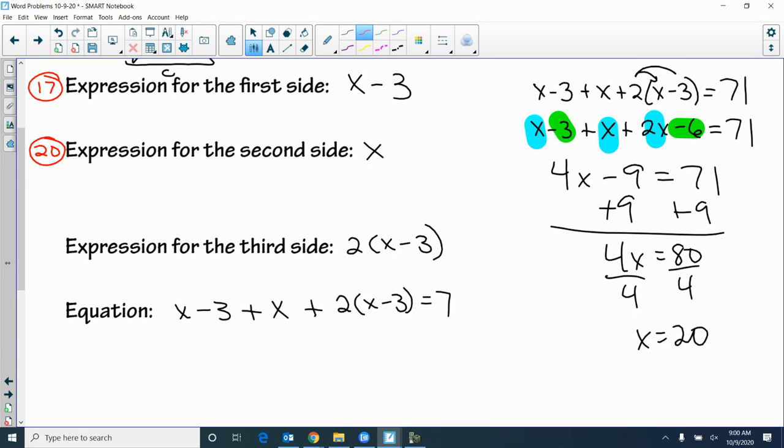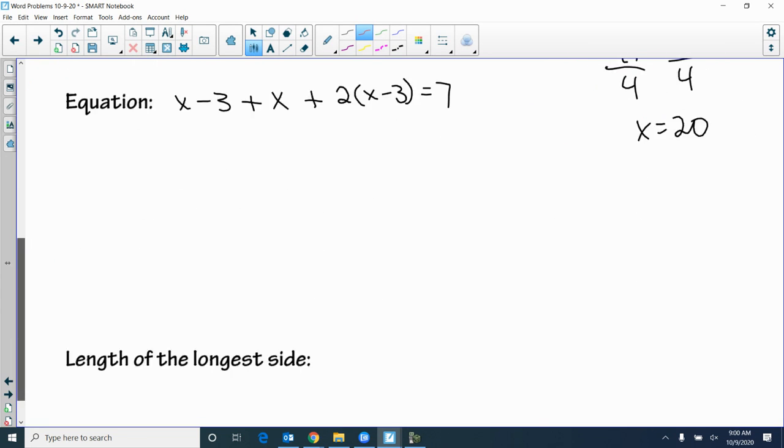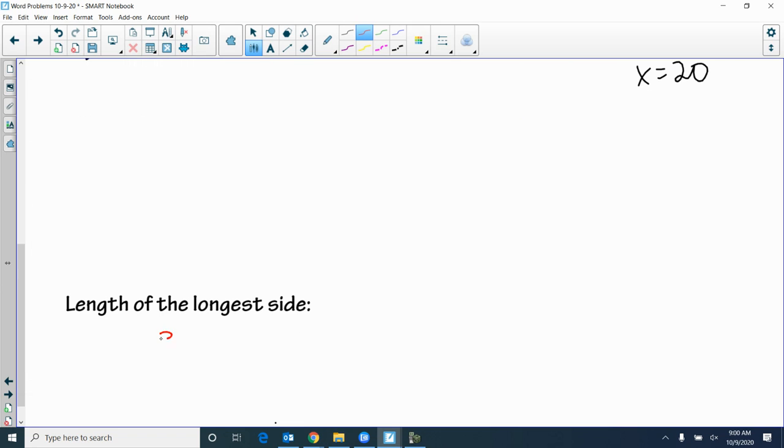The third side is twice the first side. We can do it 2 ways. You can figure out, well, I know the first side is 17. Well, what's twice that? 34. Or you could plug it in: 2 times 20 minus 3, which is 17, and you still get the same thing. Make sure you answer the question. The longest side then is 34 centimeters. So sometimes you kind of get tricked into just thinking it's 20 because X is 20. Well, the answer is not always the answer to the variable.